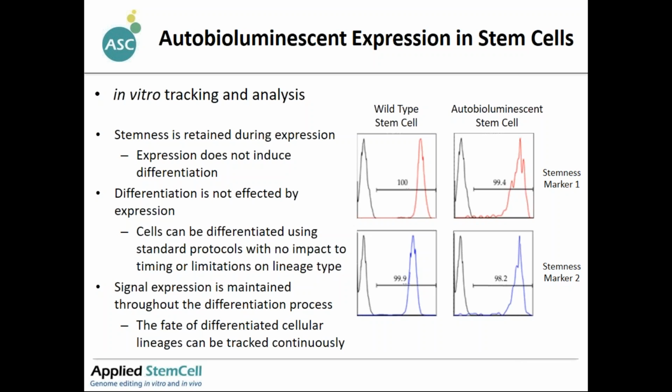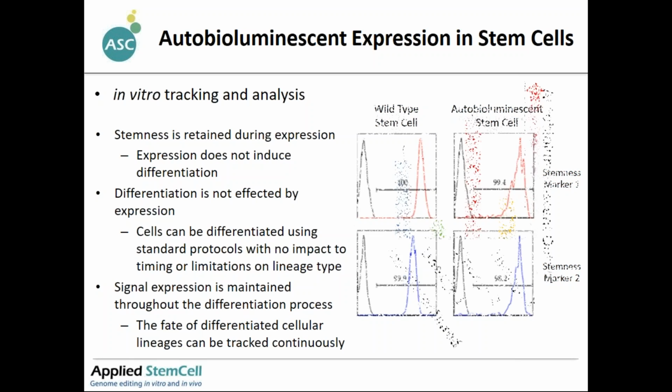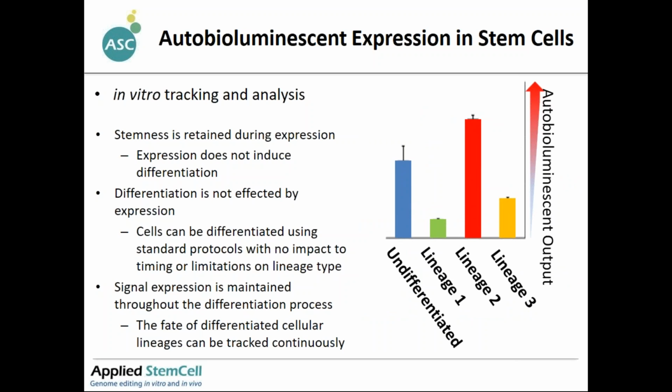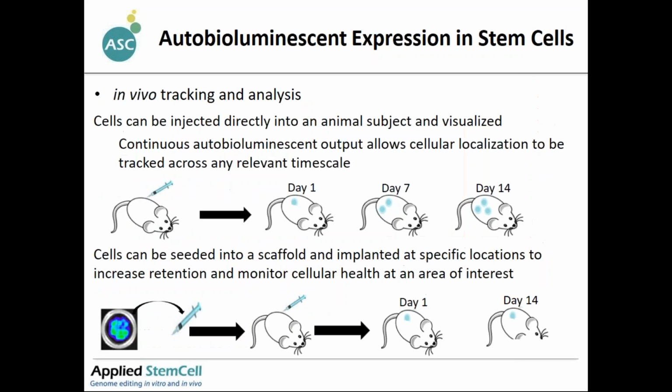Autobioluminescent stem cells can also differentiate into whatever lineage is supposed to be, just as the wild type stem cells. And because of that, the autobioluminescent technology allows you to track the process of stem cell differentiation, and you can look at the basal metabolic activity of different lineages at the end very easily. Again, this shows the autobioluminescent signal is maintained throughout the differentiation process, but you can see the different metabolic activity rate in different cell types after differentiation.